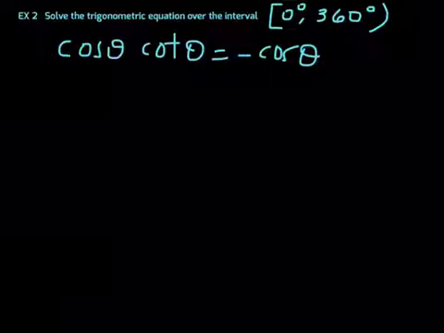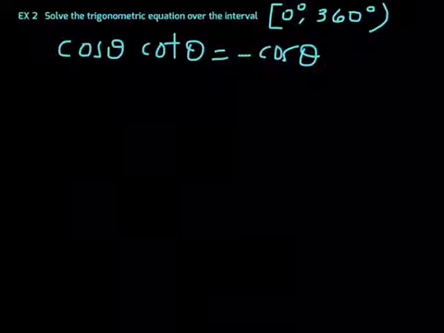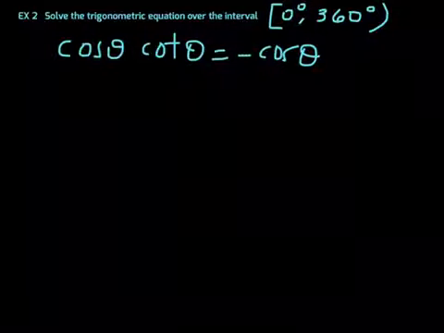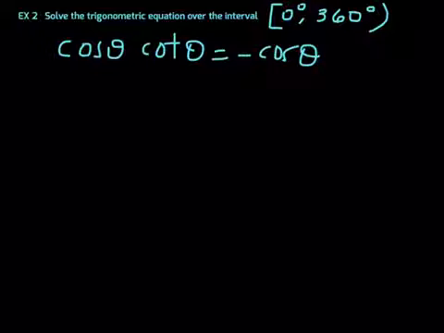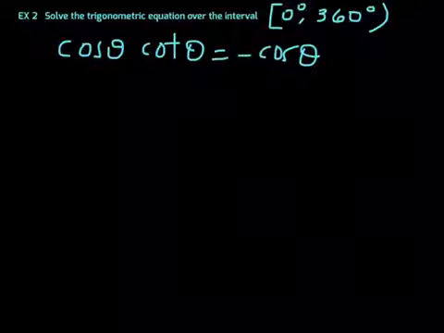And so if you divide both sides by cosine theta, you are losing some of your solutions for this equation. So never divide an equation by a variable expression. You can divide both sides by a constant, but you cannot divide both sides by a variable expression, or else you are losing possible solutions. So instead of dividing both sides by cosine theta, add cosine theta to both sides.